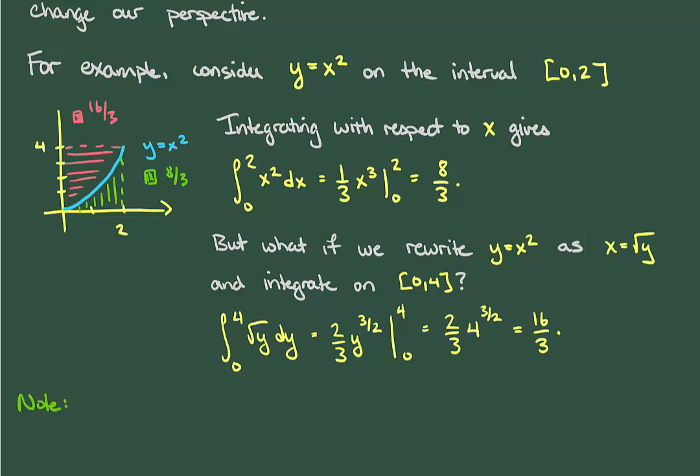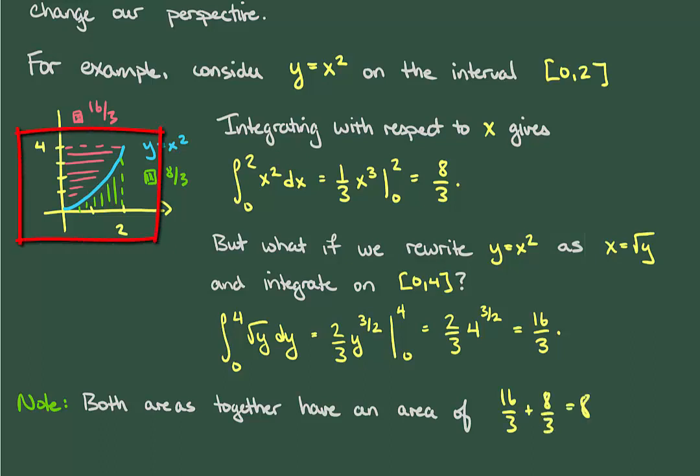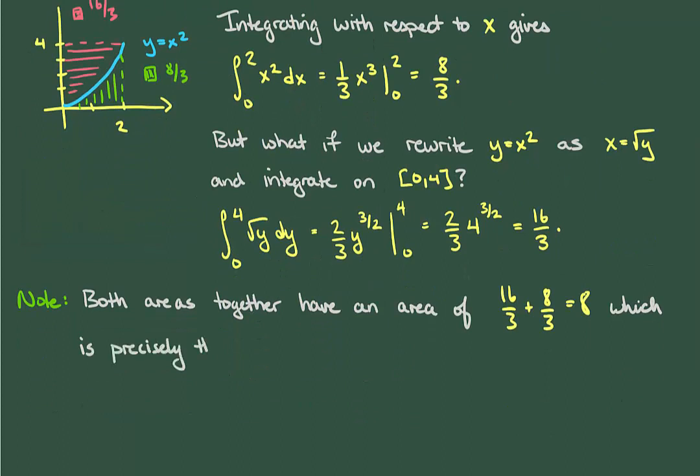Now, it won't be important to the rest of our discussion, but something cool happened here. If we add these two areas together, we get a total of 8. But look at the red and green areas above. They form a rectangle. And 8 is exactly the area of that rectangle. So I think that's pretty cool.